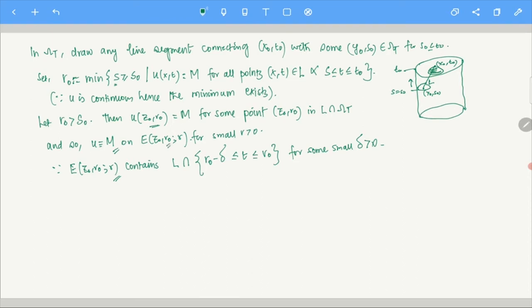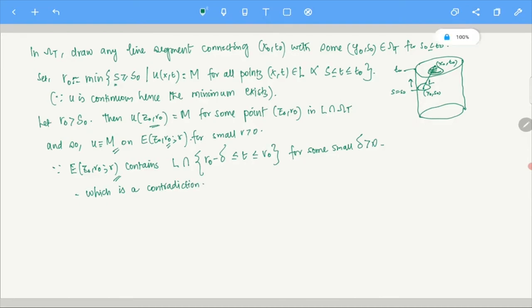Yeah, because the maximum the time goes here is up to r naught, because you remember the heat ball E z naught r naught r has z naught r naught as the tip of the top part, right? Okay, so the maximum of t is r naught, and of course t can be taken to be r naught minus delta also, right? Okay, so that contains this. So if that is the case, then u is m for t less than or equal to r naught minus delta also, which is actually a contradiction.